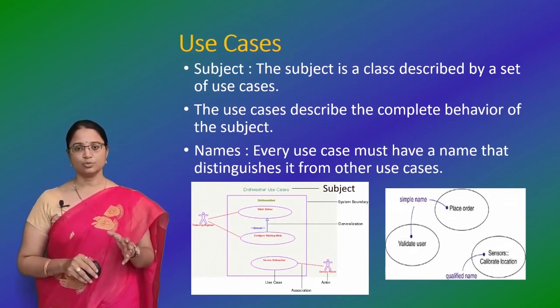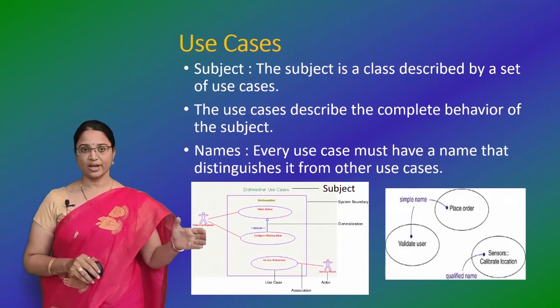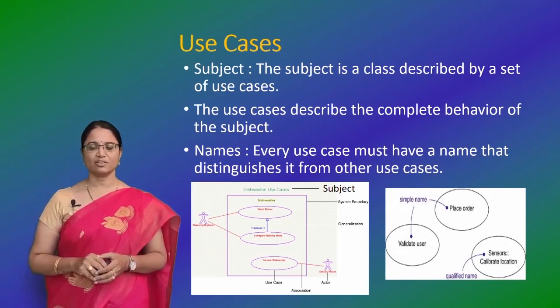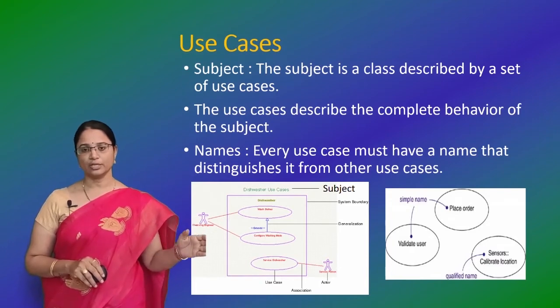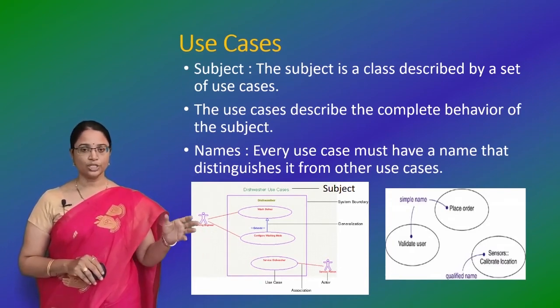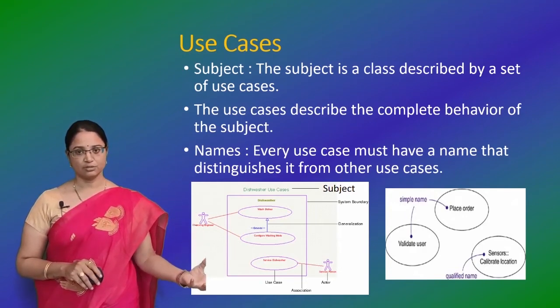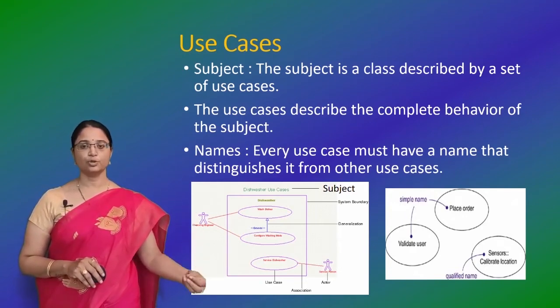Always see here, use case means it always tells about the sequence of actions. If you want to place an order, what are the sequence of actions? First of all, you need to register for the website. Next, you need to log in. Next, you need to select an item. You need to place in the cart. You need to do the transaction. After the completion of the transaction successfully, you can place the order.